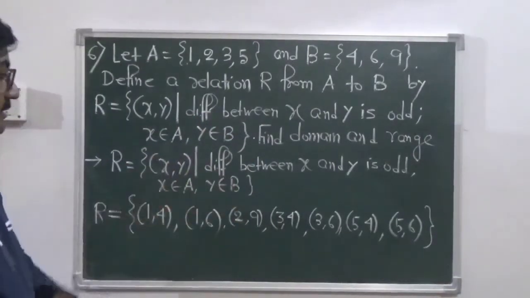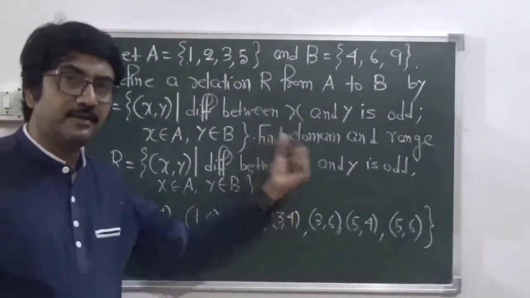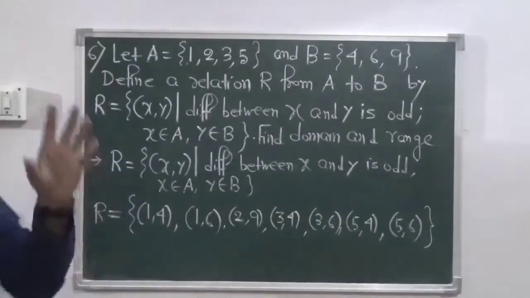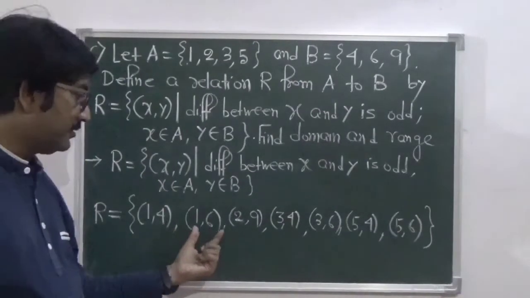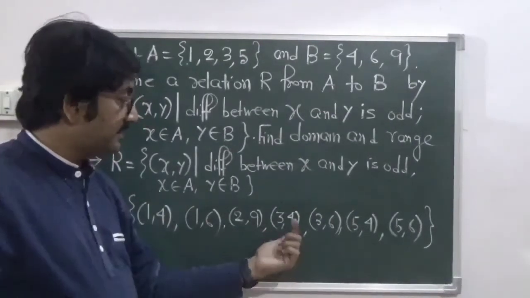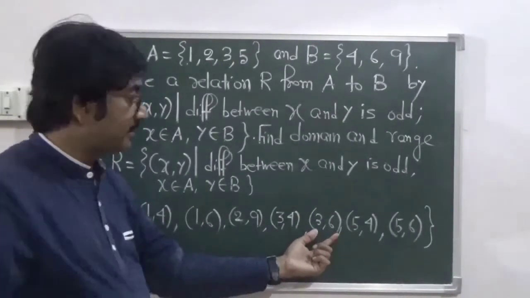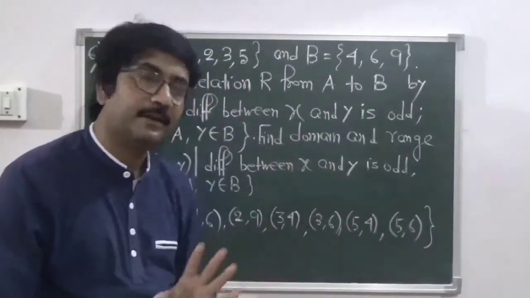And the condition that is defined here is that the difference between the elements in the ordered pairs must be an odd number. So 4 and 1 is odd, 6 and 1 is 5, that is odd, 9 and 2 is 7, that is also an odd number, 4 and 3 is 1, this is odd, 6 and 3 is 3, this is an odd number, 5 and 4 is an odd number, and 5 and 6 is also an odd number.